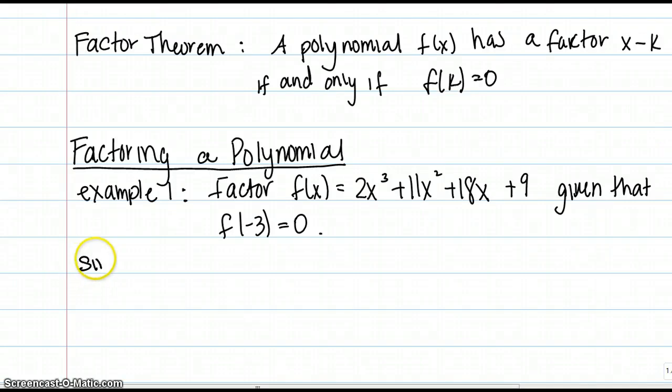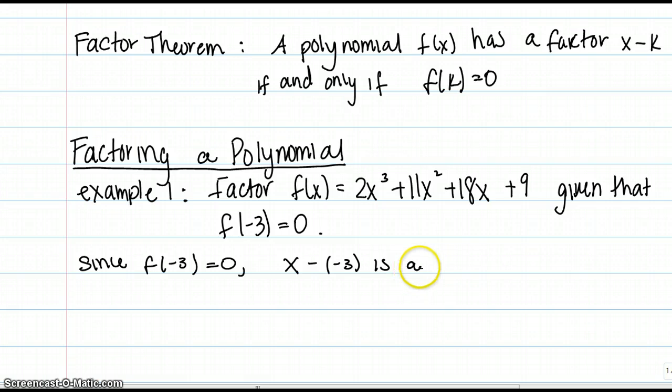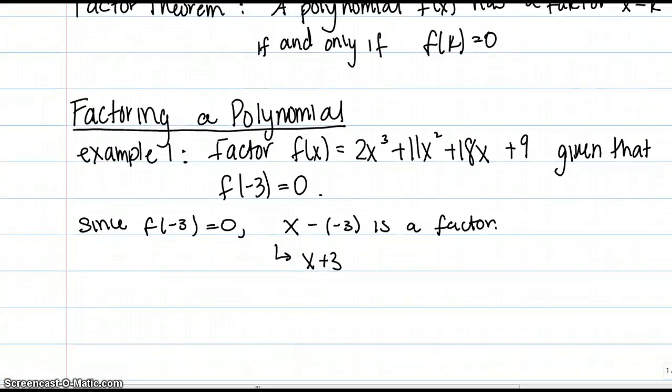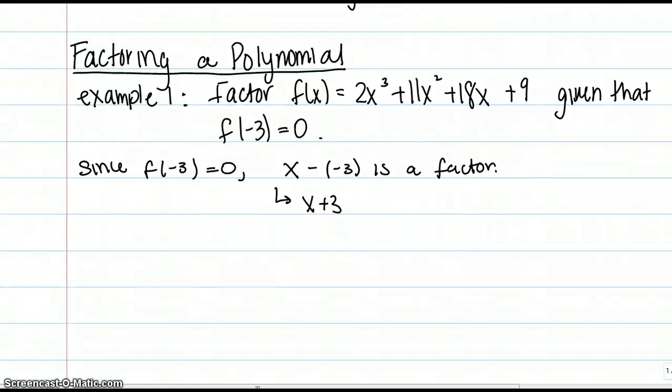So since f of negative 3 equals 0, then x minus negative 3 is a factor. And we know this from the factor theorem. So instead of saying x minus negative 3, we can say just x plus 3 is a factor. So we're going to kind of put that on the table till we finish the rest of the problem. So now we know one factor. To find the rest, we use synthetic division.